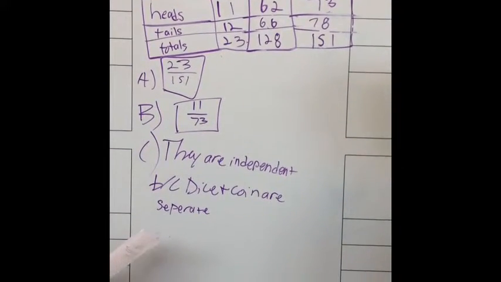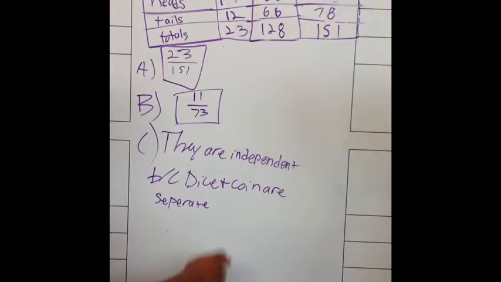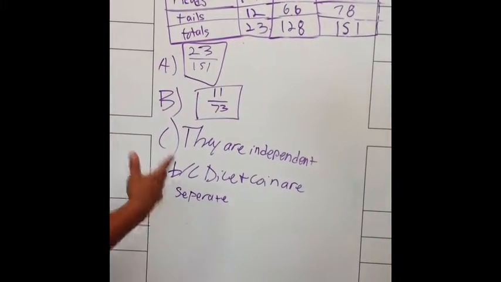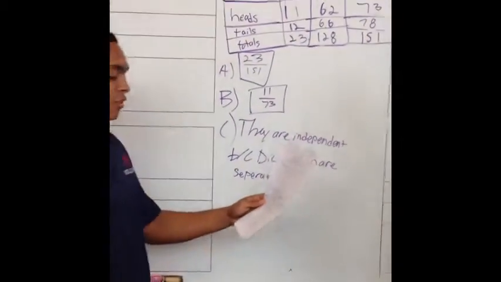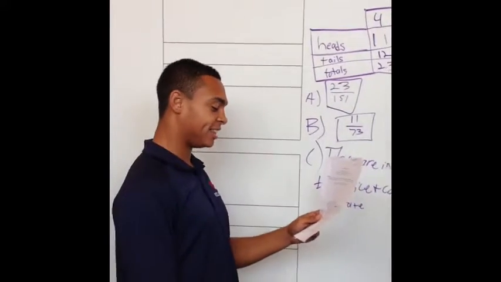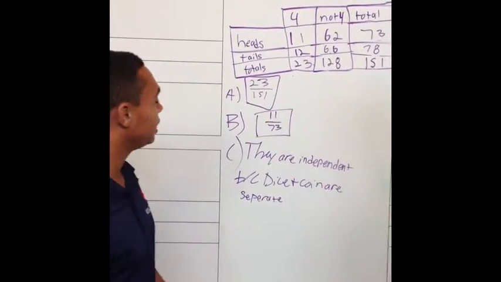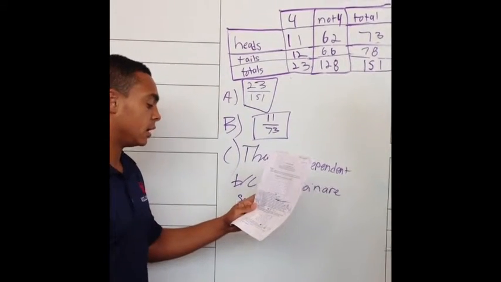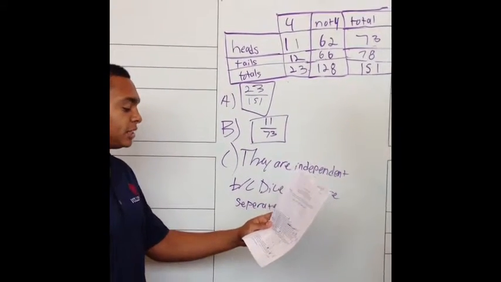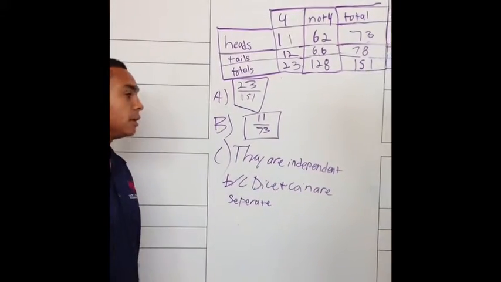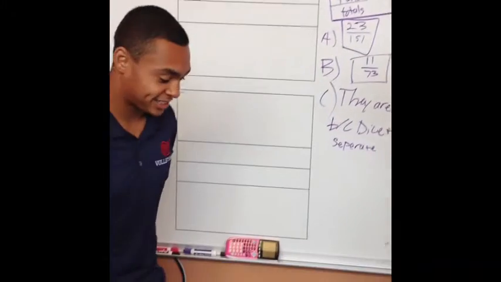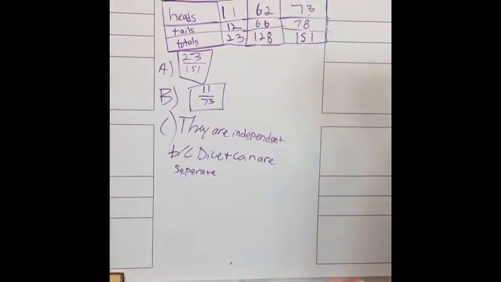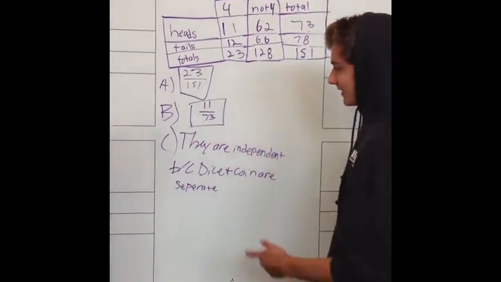The probability of him rolling a 4 was 23 out of 151, and we couldn't reduce that anymore. And the probability of him rolling a 4, given that heads was flipped, was 11 out of 73. And from this data, rolling a 4 and flipping heads are independent. These dice and coins are separate.